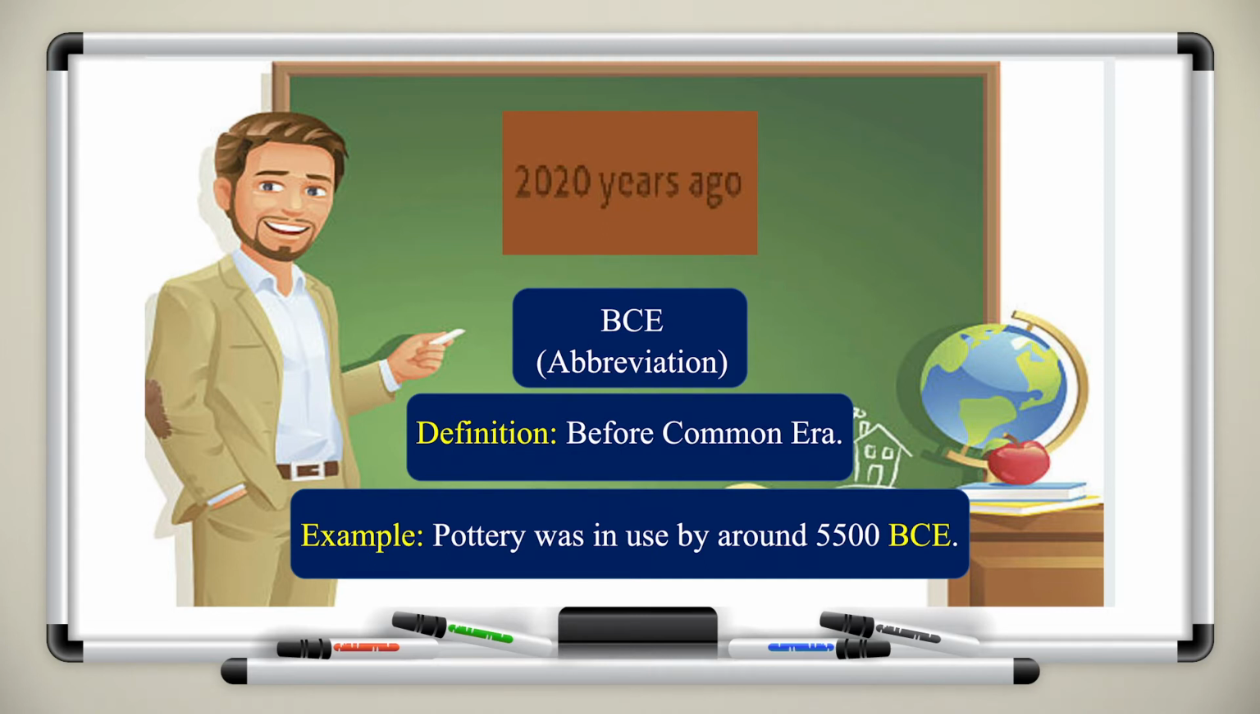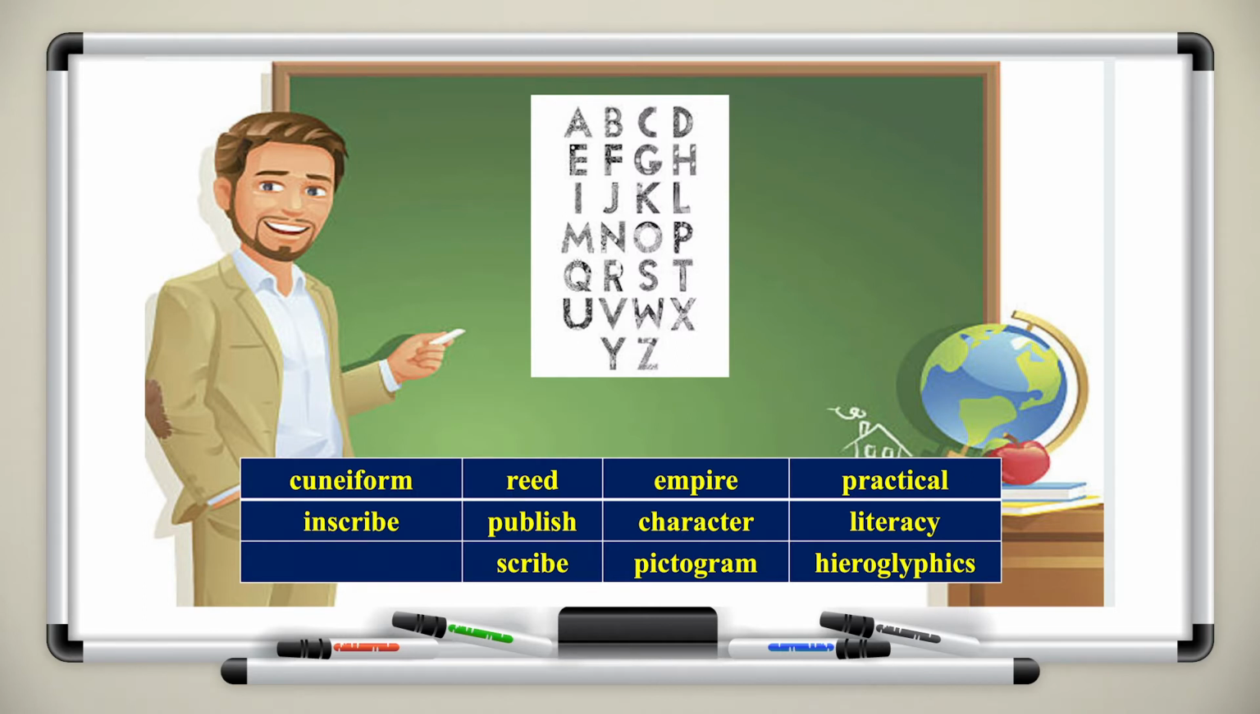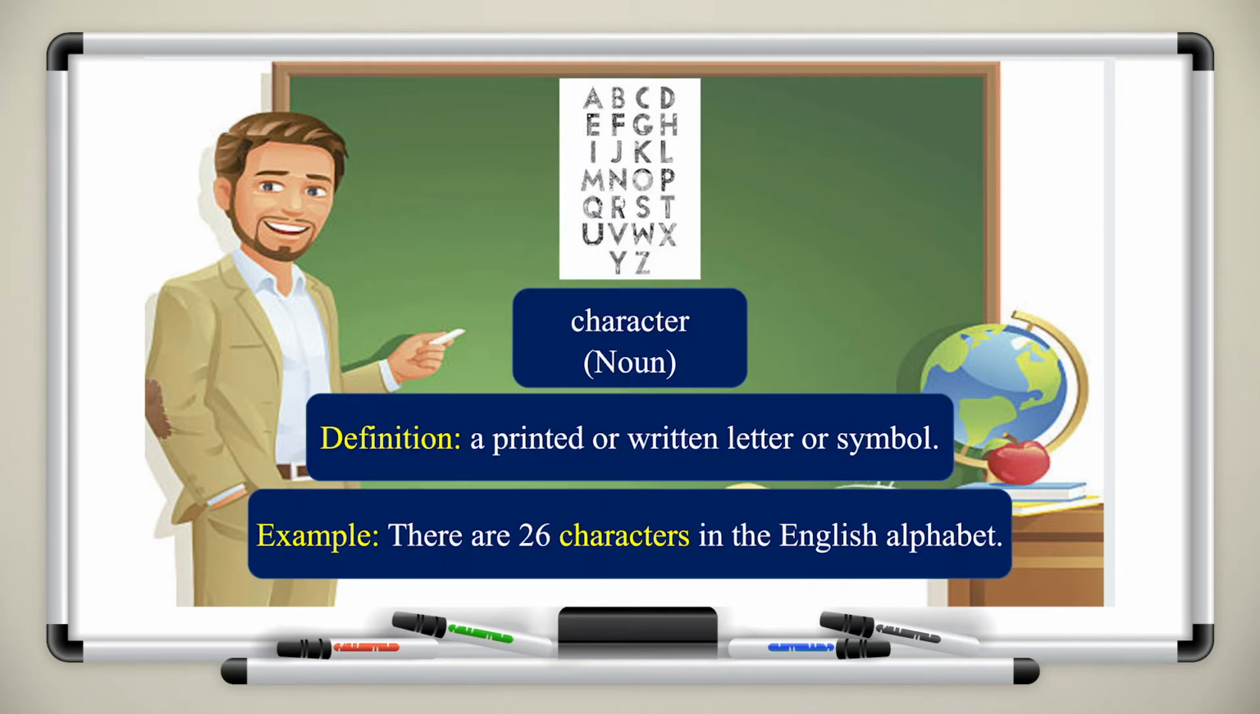Now, let's go to the second picture. We have letters here, the alphabets of the Roman language, or the Roman alphabet. What we call characters, or a character, is a noun which means a printed or written letter or symbol. So for example, there are 26 characters in the English alphabet and of course 28 in the Arabic alphabet.